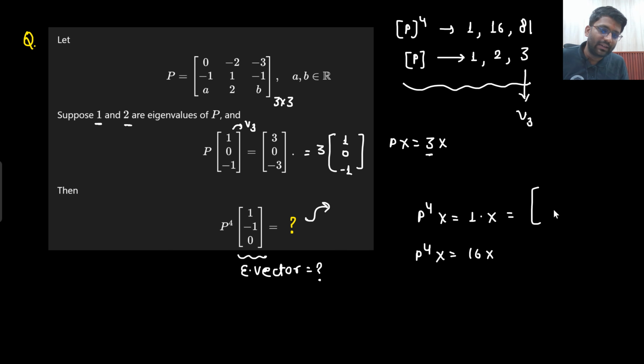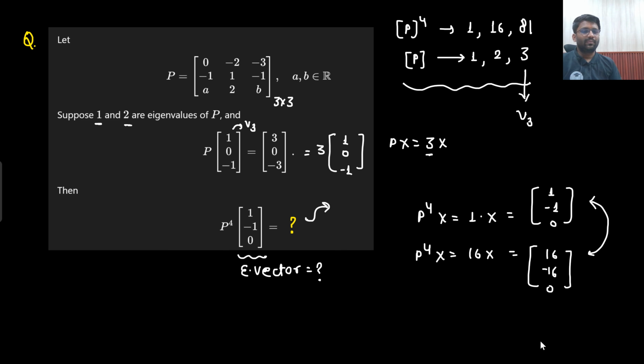So here what will be the answer? Here the answer will come out to be 1, -1, 0, and here the answer will come out to be 16, -16, 0. These two are my possible answers now. Is that understandable to you? So I will check the options. If only one of the vectors is mentioned, I will click on that vector. Is that clear to you or not? I will click on that particular answer.